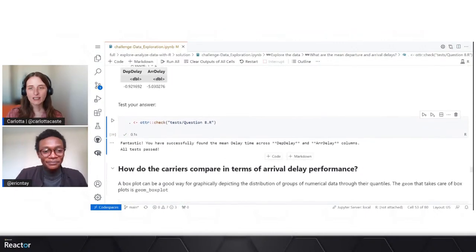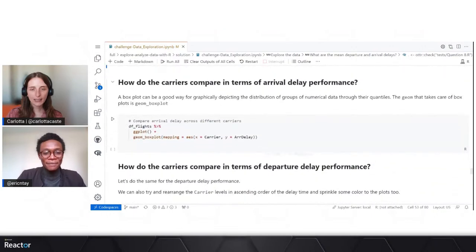Yeah, sure. The next question of our exploratory analysis will deal with finding some relationship within our columns. In particular, we will start exploring the relationship between the carriers, so the airline companies of the flights in this data set, and the departure delay.